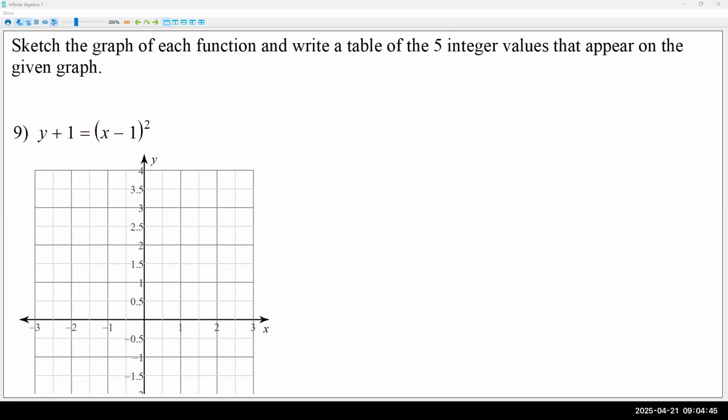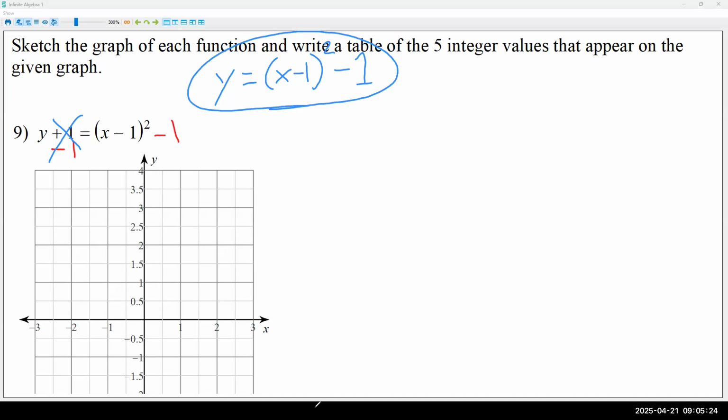Yes, number 9. So the reason why I skipped here is that right there. That's going to prevent Desmos from giving me a table. But we've battled this before. How do I take care of that? What do I do? Yeah, we just move it. And because it's +1, I do the opposite, which is -1. Okay. So when I subtract 1, well, those cancel out. And so that gives me y equals x minus 1 squared minus 1. This is what I'm going to type into Desmos.